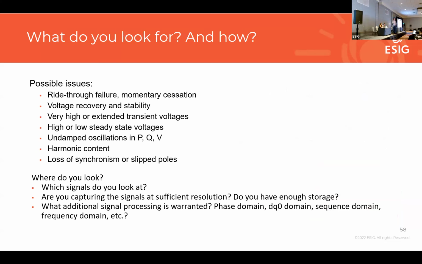So what kinds of things can you see? You can see ride through failure. Okay, that's generally a pretty easy one to identify, right? But there's a lot of other things. And then momentary cessation gets into a gray area of, what is that exactly? And how much is it really stopping for? And voltage recovery and stability, right? And what periods of time, how low is the voltage? These dynamic swings as everything, especially coming out of a fault recovery.